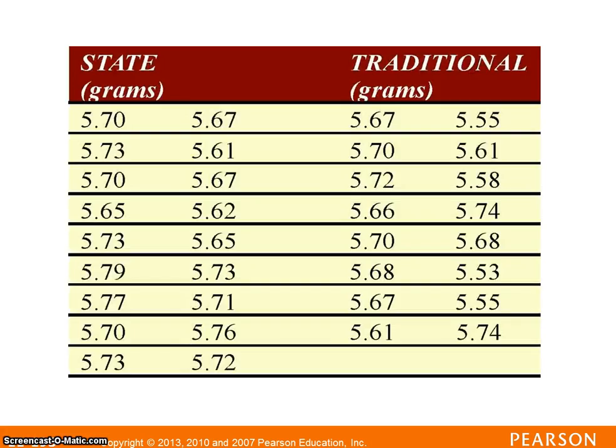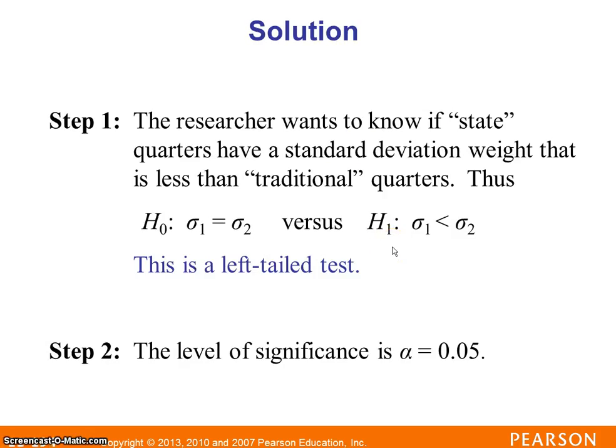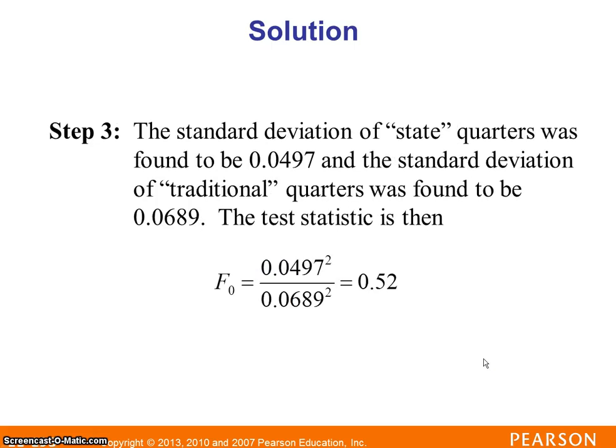Here's the data table for the 18 state quarters and the 16 traditional quarters. The researcher wants to know if the state quarters have a standard deviation of weight that is less than the traditional quarters. So this would be our hypothesis, and this would be a left-tailed test. Again, remember the level of significance is 0.05. Compute the test statistic, and this is what we get.